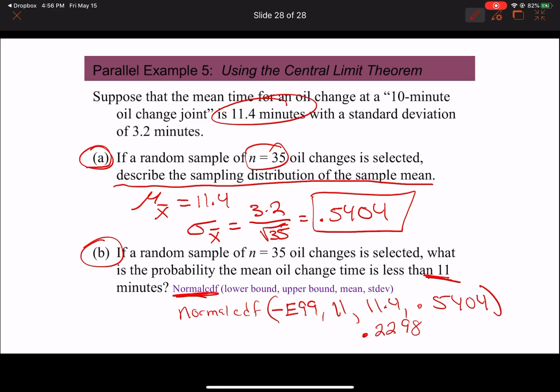I'm thinking that they need to change their 10-minute oil change name to 11.5-minute oil change or 12-minute oil change, because clearly it's not going to be below 11 minutes.